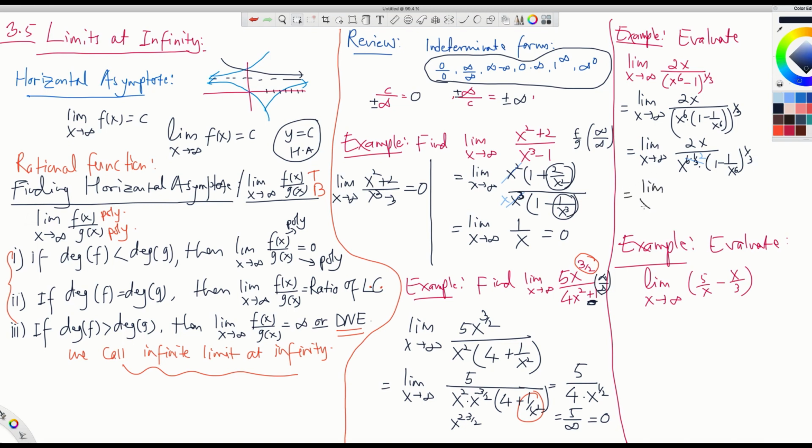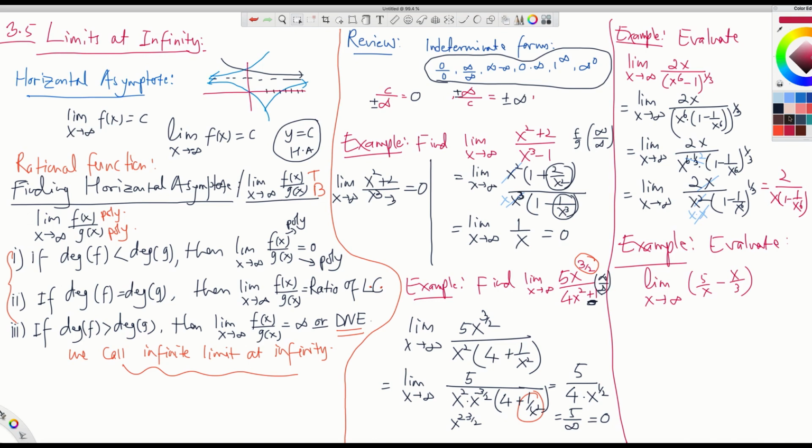Limit x tends to infinity, so 2x over x squared times 1 minus 1 over x to the 6, to the 1/3. Now let us cancel that x, and x squared is x times x, right? So you cancel one of those, so what is left is 1 over x. If you plug in the limit, what do you get? Let me simplify that first: 2 over x times 1 minus 1 over x to the 6. Let me plug in x tends to infinity here.